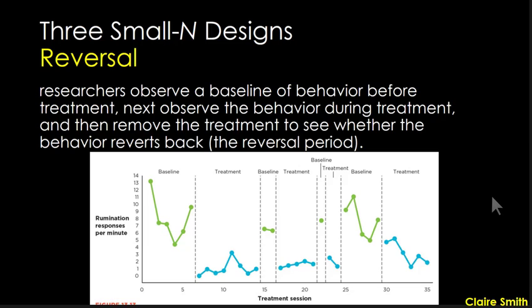This type of study can't really be used for learning new tasks, something like riding a bike, that is learned behavior. Because after we teach individuals something, have some sort of treatment period where they actually learn something, they're not necessarily going to revert back, right? Because they already have this learned behavior. So something that's not a learned behavior would be a reversal.